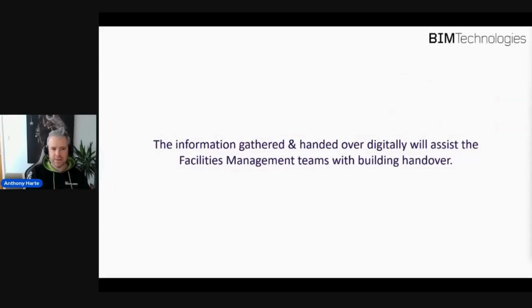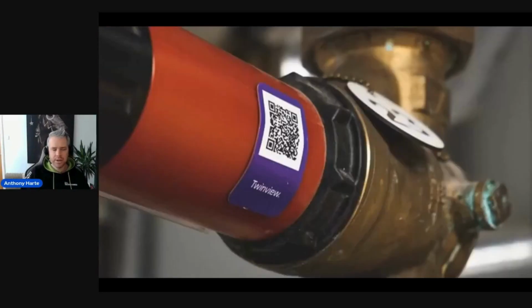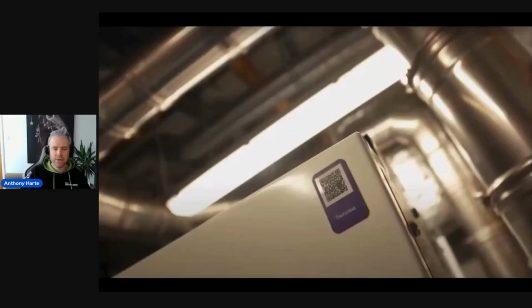So the information that we've gathered is then handed over digitally, and this will assist those facilities management teams at building handover. And what we can see here is some examples of how that might look in a boiler room. So these components would be developed in 3D and then handed over at handover stage, where you can see the start of these tags starting to come in, so the QR codes, and these QR codes can then be transferred across into the facilities management database alongside that COBie information. So you get a code and asset ID, and all that data then is in one place ready to go across to the facilities management team so they can manage the asset.